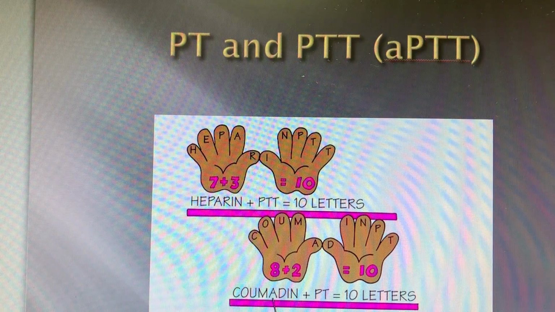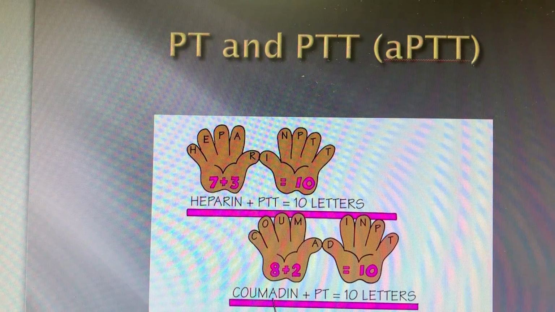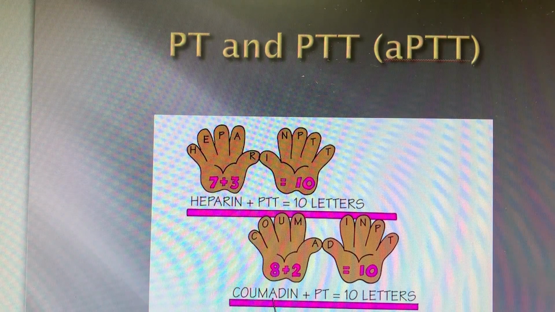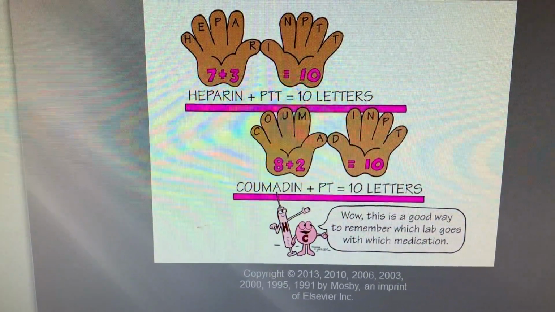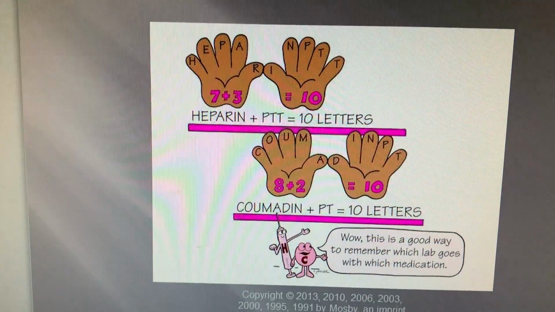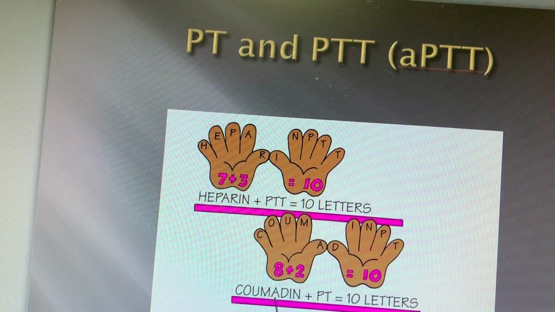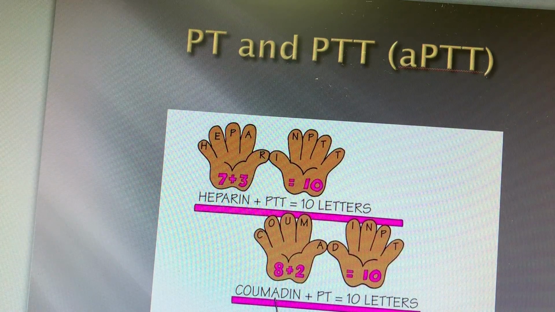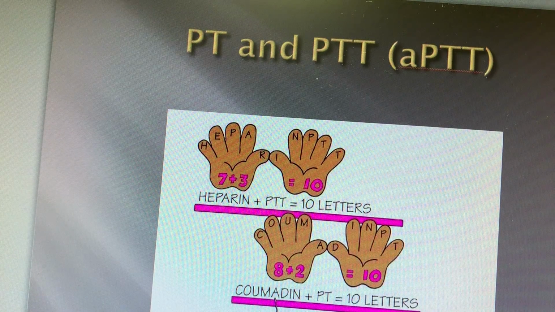And that is one of the tests that you use to test your Coumadin levels. And that is always paired with a test called the INR, which we'll talk about in a minute. But the little cartoon on the bottom says, wow, this is a good way to remember which lab goes with which medication. So just remember to look at your fingers, 7 for heparin plus PTT, 8 for Coumadin plus PT. And that at least kind of gives you a little bit of a start. So let's talk about these tests.